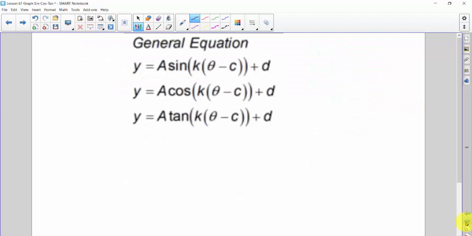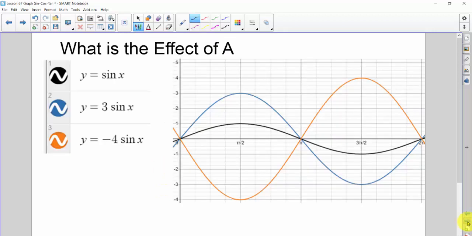So like a lot of the other graphs that we have done, we're going to find that sine, cosine, and tangent can have transformations. In other words, they can be stretched, they can be translated. And all of those equations can be written in the form of y equals a times sine of k times theta minus c, plus d. And what we're going to spend most of the rest of the time doing is finding out what a, k, c, and d do. So let's do that. So I want to look at a first. What's the effect of a?